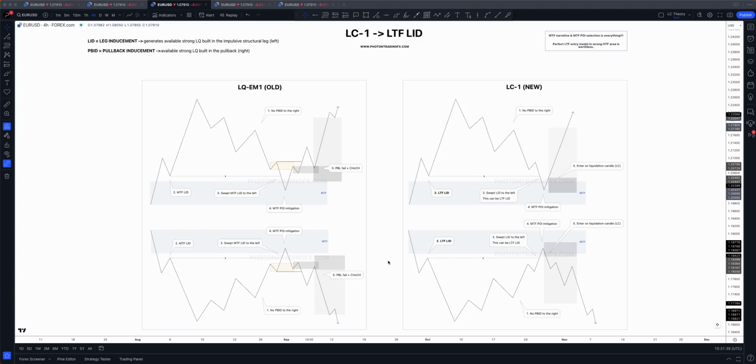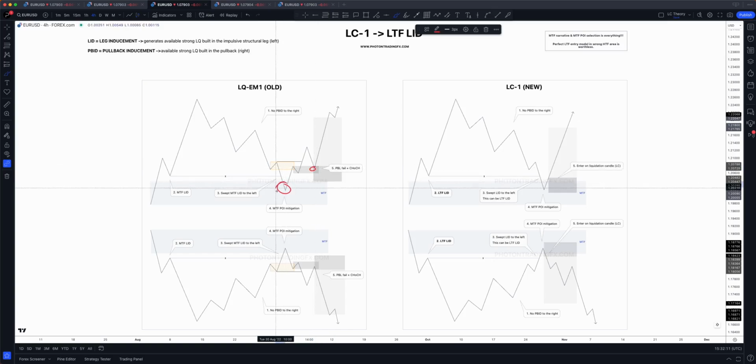Because the LC entry models in general, so LC1 and LC2A, are based on the exact same entry models we were using before, right? Like LQEM1 or LQEM2A. It's exactly the same rules, waiting for the same liquidations in the exact same areas, but we're just doing 2 steps less. With the new approach with LC, we are not waiting for the PBL to fail, and we are not waiting for a bullish change of character, okay? We are simply entering here rather than here.